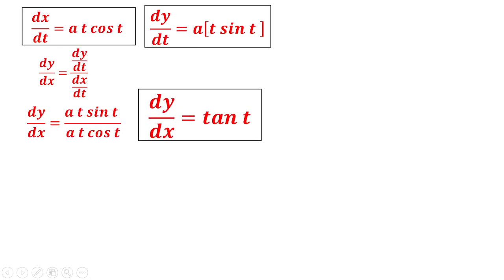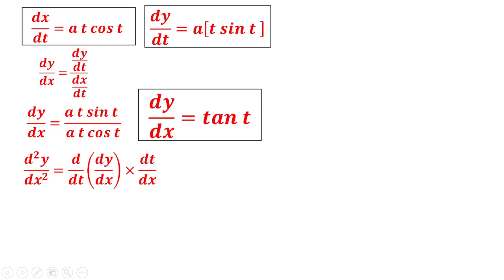Now, be careful with the formula of second derivative. Second derivative formula is derivative of this dy by dx with respect to t multiplied by dt by dx. Don't do that second derivative directly, okay? Because left hand side you are doing with respect to x, but right hand side you cannot do with respect to x. Therefore, you have to do with respect to t, then multiplied by dt by dx.